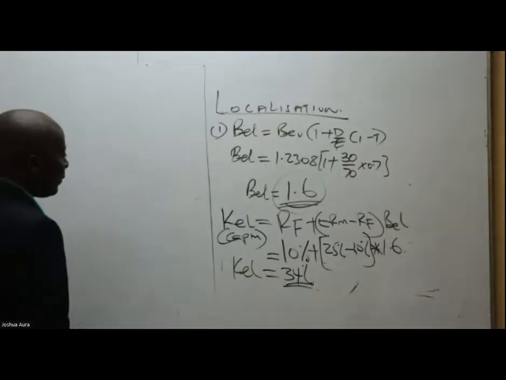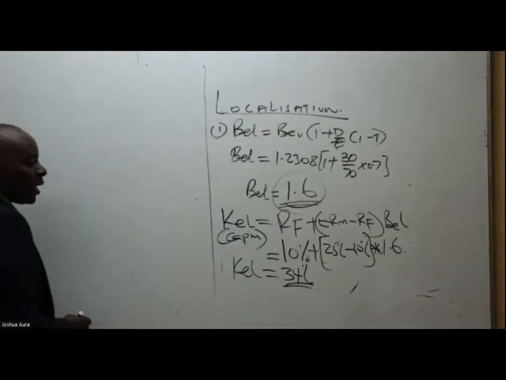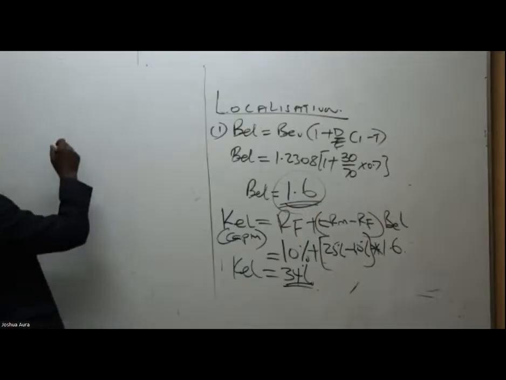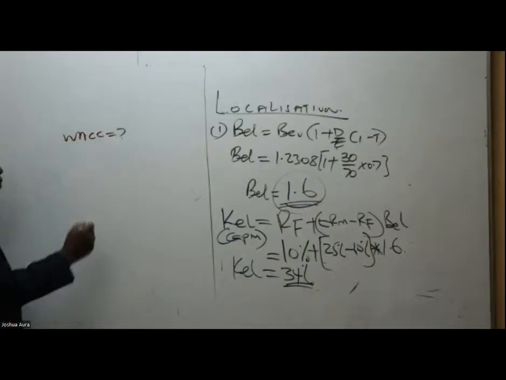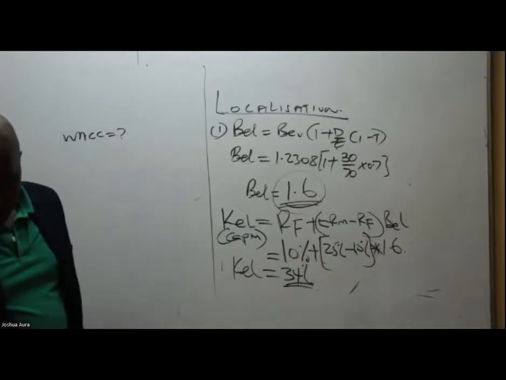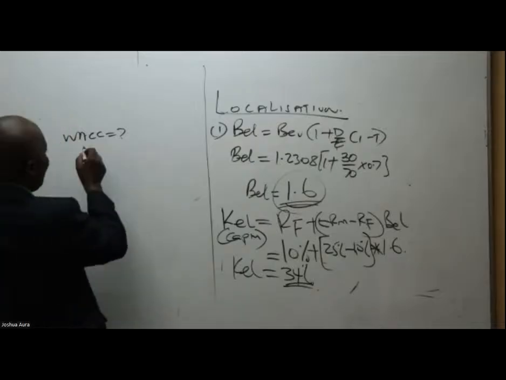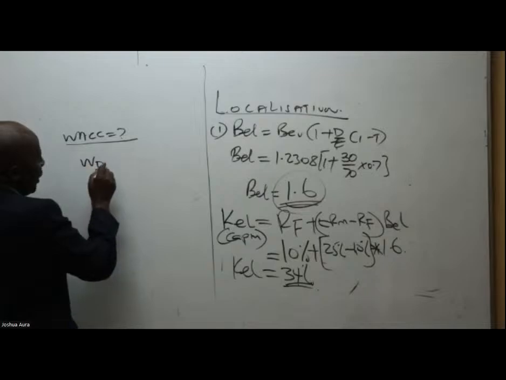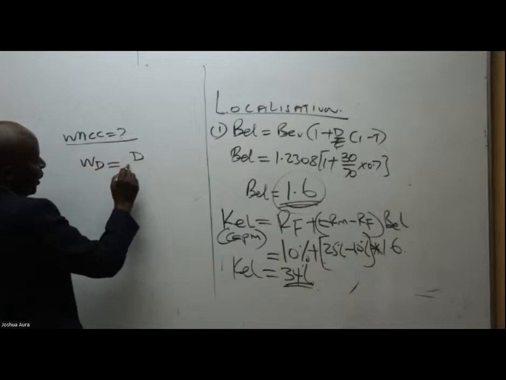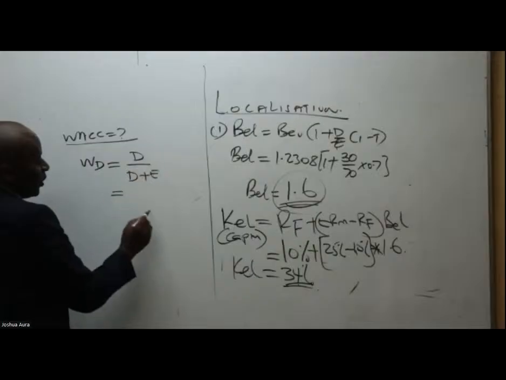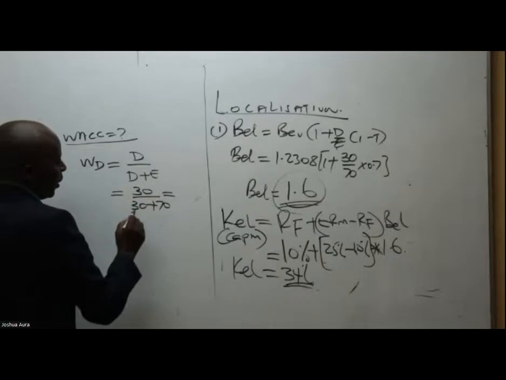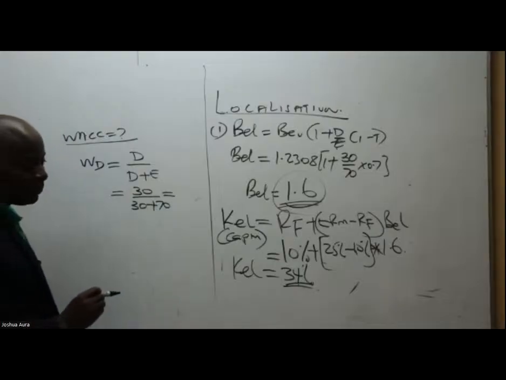Ladies and gentlemen, the moment I have that, I'll come here and calculate WACC, because if you read the question very well, it was about determining the suitable discounting rate. It's WACC. To get this WACC, it will be good to get the weight of debt first. Weight of debt is debt over debt plus equity. The debt is 30, over 30 plus equity, which is 70. The weight of debt will be 0.3.